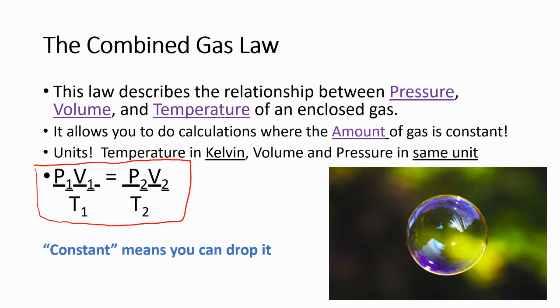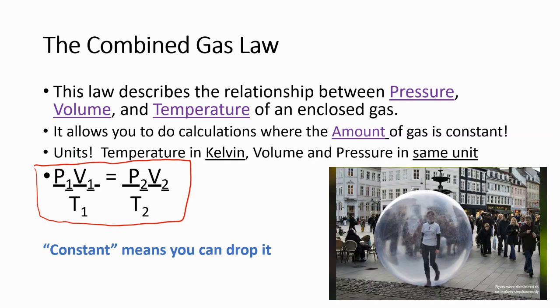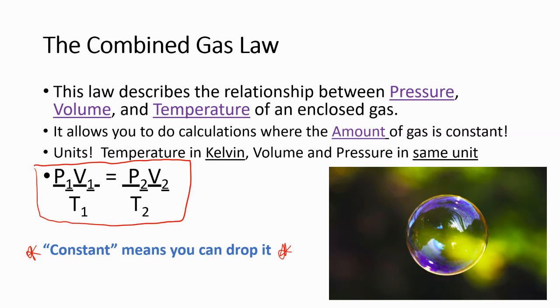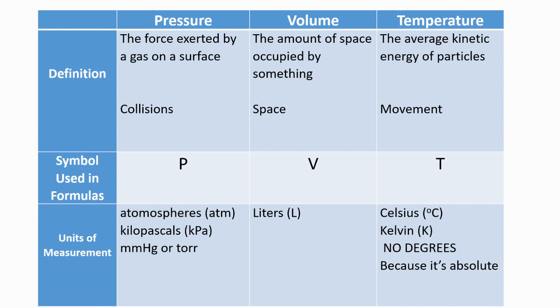This only works for bubbles or balloons or tires, or any situation where the amount of gas stays constant in two different situations. And the key here is, if something is constant, then you get to drop it out of this equation. So the key is going to be looking for these units. When you see liters, you know you have volume. When you see Kelvin or degrees Celsius, you know you have temperature.